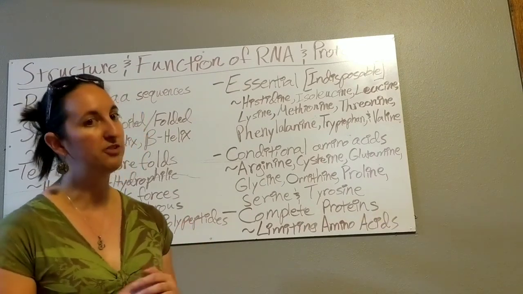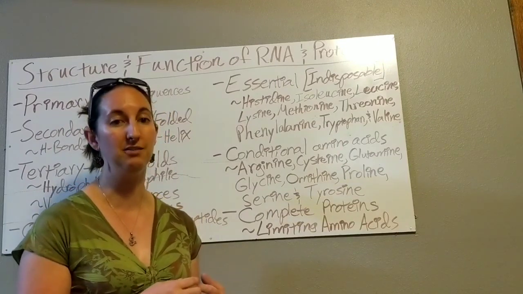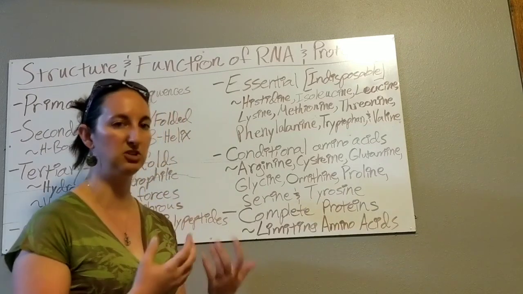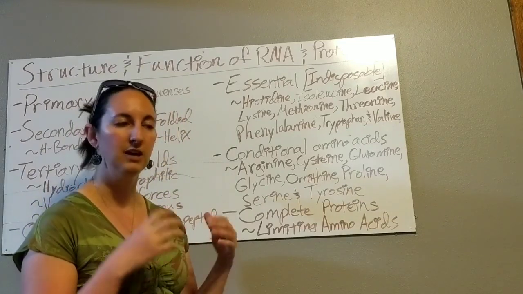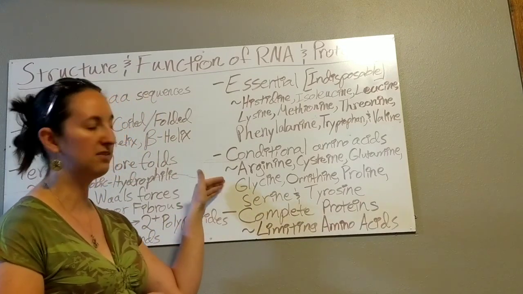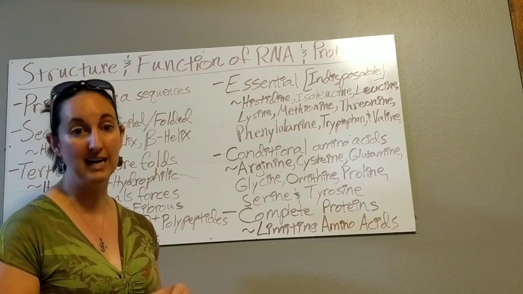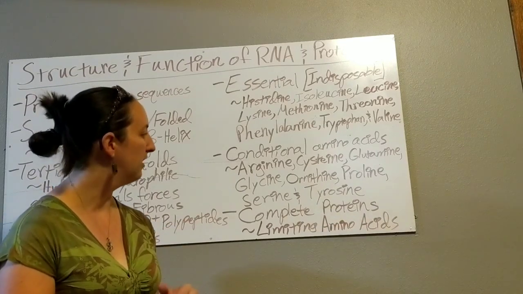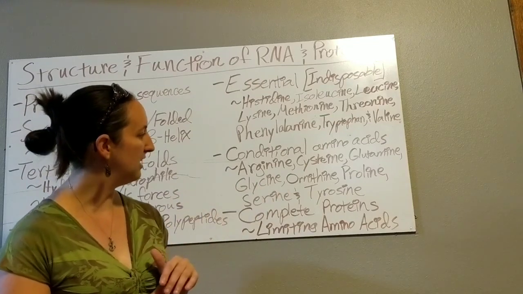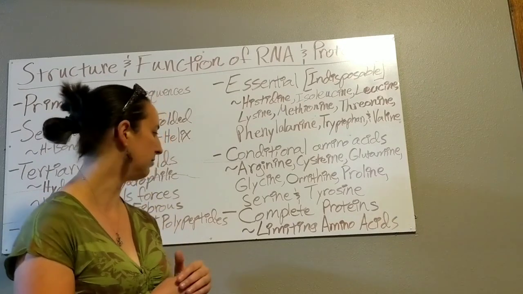You can also have what are called conditional amino acids, and normally these are non-essential amino acids, but when you're sick, you're not really getting enough of these a lot of times, especially if you're limiting or restricting your diet. So these are the types of amino acids that can become necessary to take in more through your diet when you're not feeling well. So those are our friends arginine, cysteine, glutamine, glycine, ornithine, proline, serine, and tyrosine.